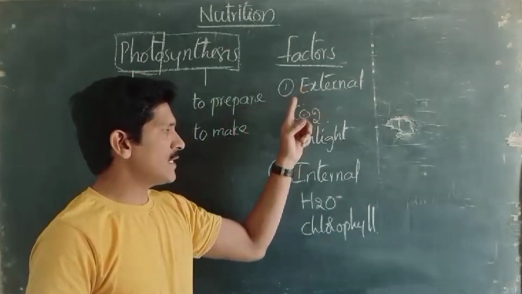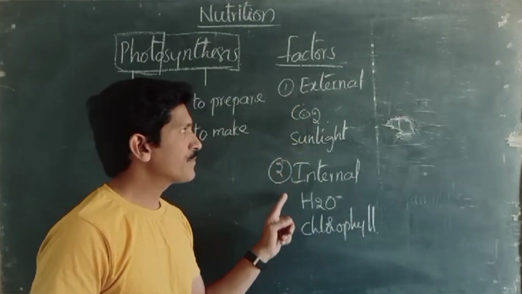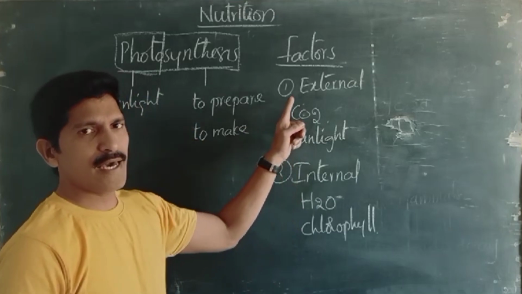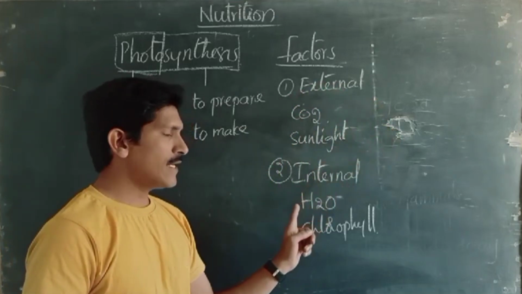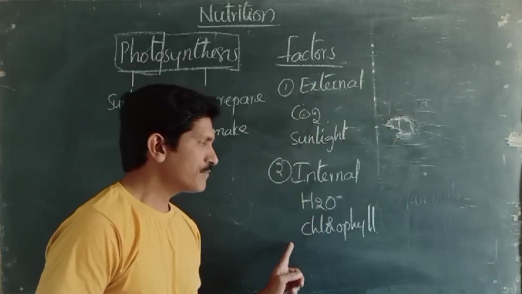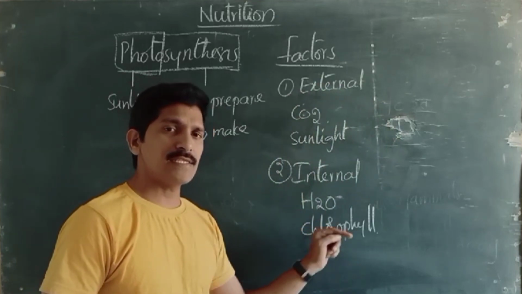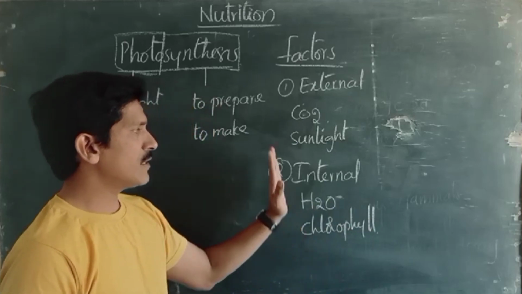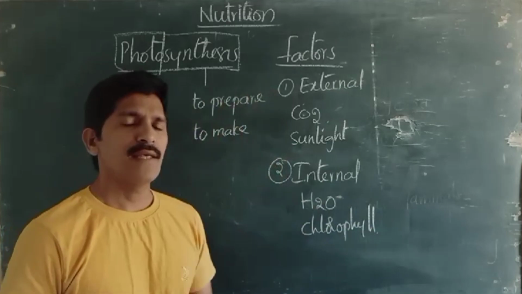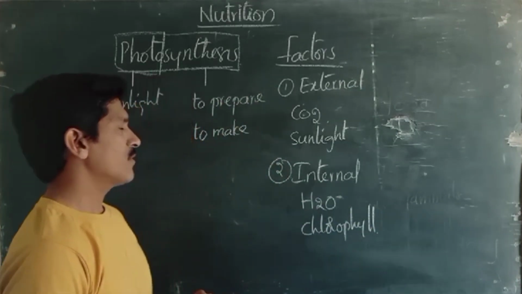One is external factors, another is internal factors. Carbon dioxide is present in the air, sunlight comes from the sun, and water is present under the ground and chlorophyll is present inside the leaf. So these two come under internal factors. These are called external factors, right?